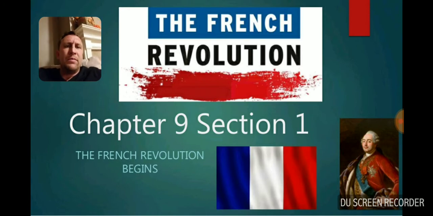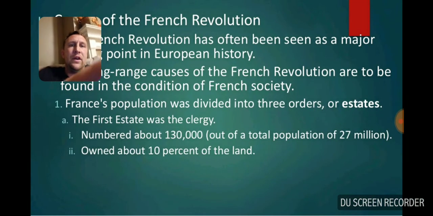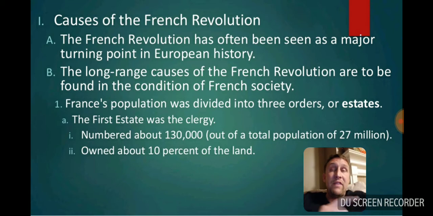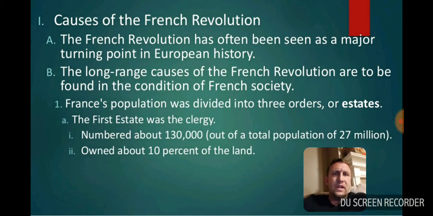All right. So chapter 9, section 1: The French Revolution begins. We need to make sure that you're aware of the two different types of cause of the French Revolution. We have a long-lasting cause, which is the social inequality of society. The other will be the short range, which will be financial issues, which we'll get to in a second. The long range cause that you need to be aware of is the social inequality, the pyramid that I drew on the board for you today into three sections.